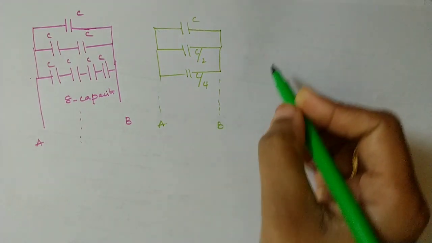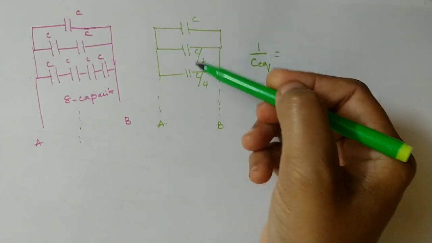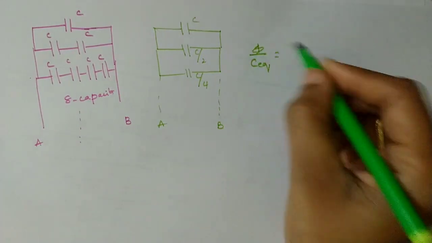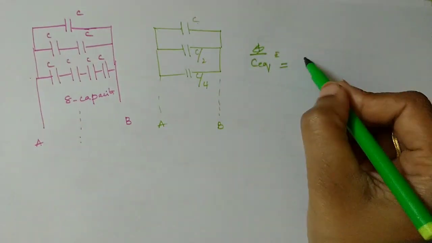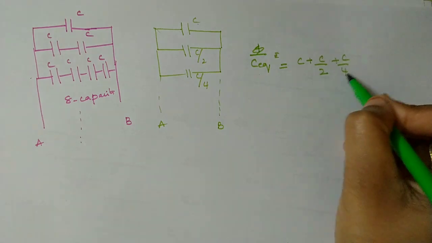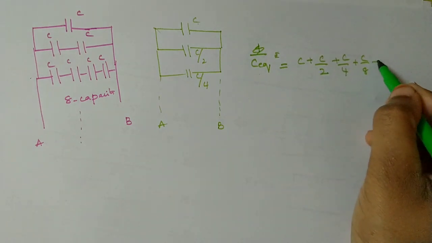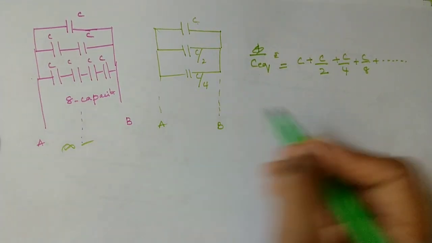Now how do we get the equivalent capacitance between A and B? Because all these branches are in parallel combination, C equivalent would be C1 plus C2 plus C3. So that is C plus C by 2 plus C by 4, C by 8, and the series is going to continue up to infinity. Infinite number of branches.